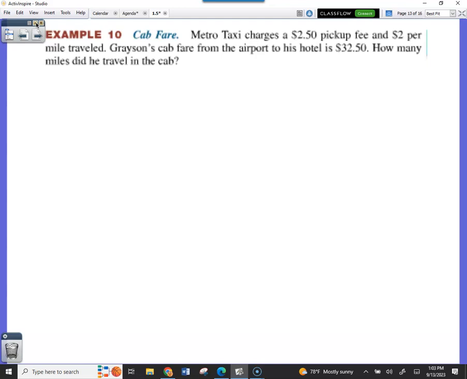Well, what variable do you think I'm going to pick? Read the question that it asked me to find. And I'm going to assign M to miles traveled.